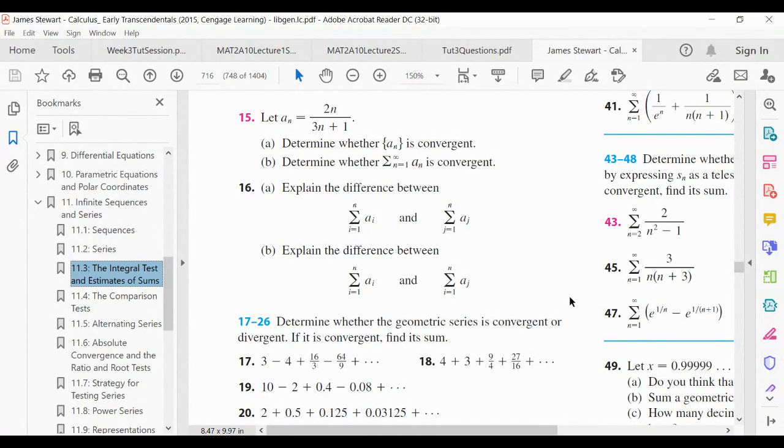Now, 16b is different because in 16b, we've got as the first expression, the sum i running from 1 to n of a_i, and in the second expression, we've got the sum i running from 1 to n of a_j.